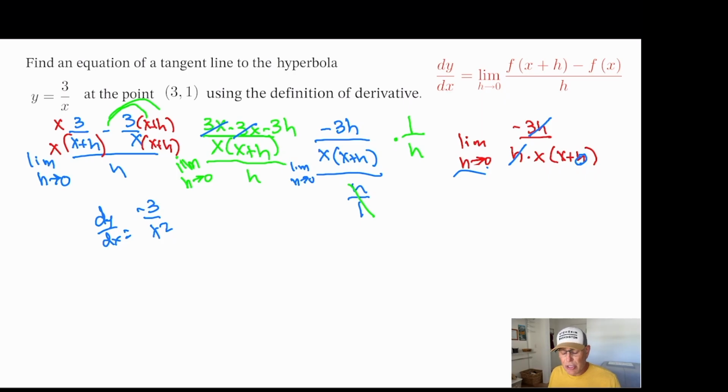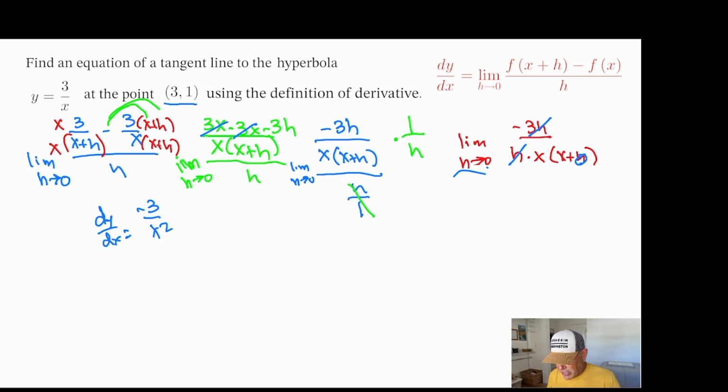Okay, now remember, we have the point already, 3, 1. We just need the slope. That's exactly what the derivative function does. It'll give you the slope. You just tell me the location on this curve, and I can tell you the slope. And this location is dependent on x.